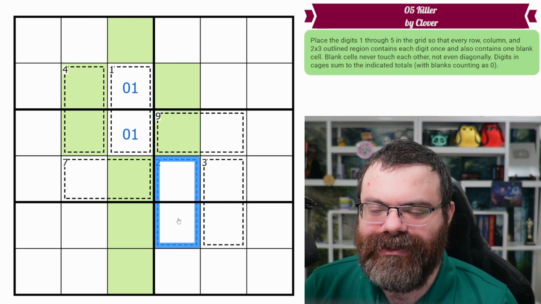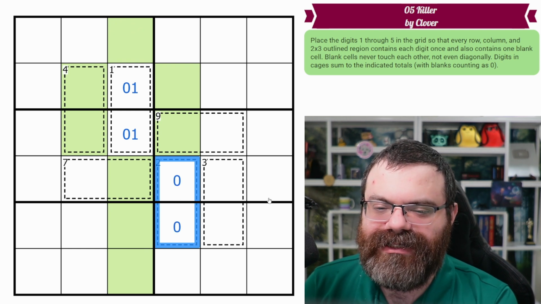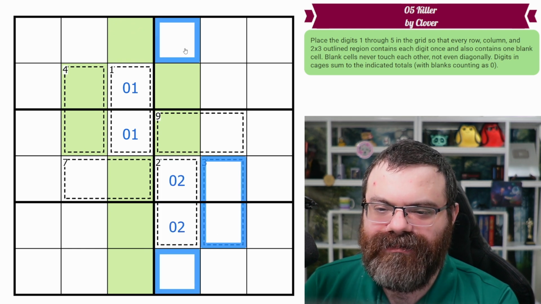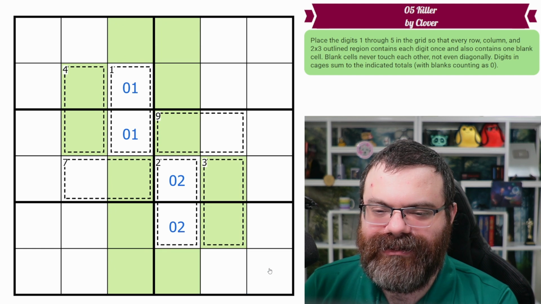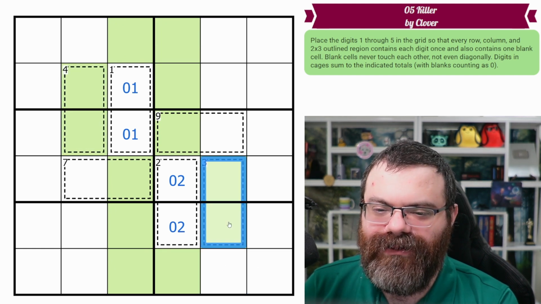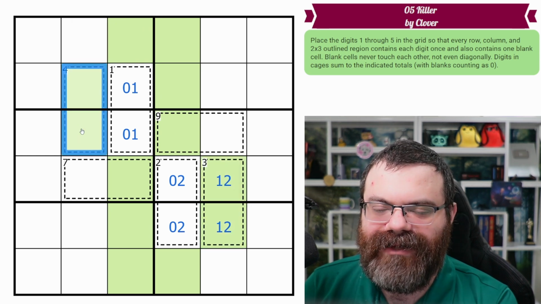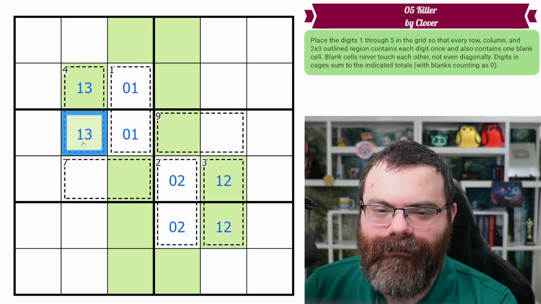The 2 is similar here. We can't add to 2 without using the 0, because we can't do 1 plus 1. That would repeat 1 in the column. So this is a 0, 2. So we can actually just mark all of these as no zeros. And then the other thing is, okay, so the 3 and the 4, right? So if the 3 doesn't have a 0 in it, it has to be 1 plus 2. And if the 4 doesn't have a 0 in it, it has to be 1 plus 3. All right.